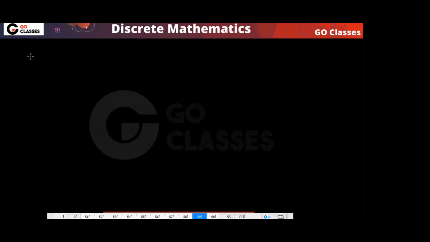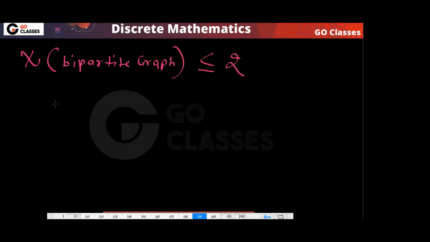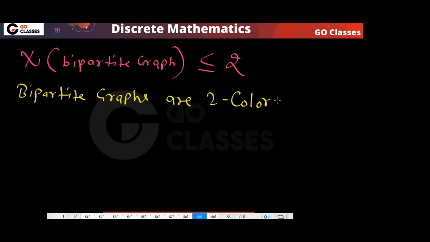I can say one thing. For a bipartite graph, what will be the chromatic number? If I directly ask you about a bipartite graph, the chromatic number will be less than or equal to 2. It means bipartite graphs are 2-colorable. Remember, bipartite graphs are 2-colorable because you need at most 2 colors.